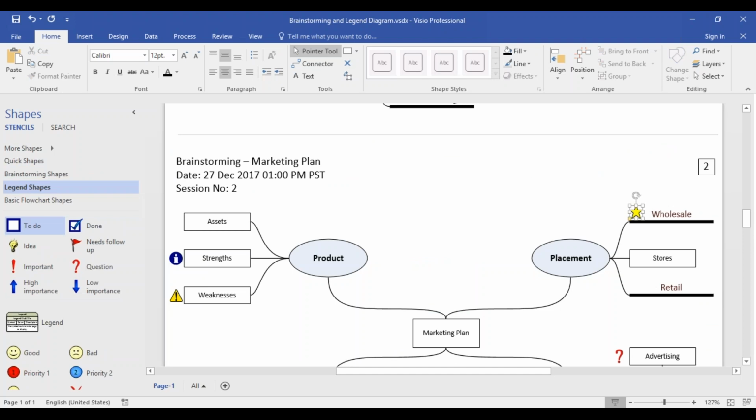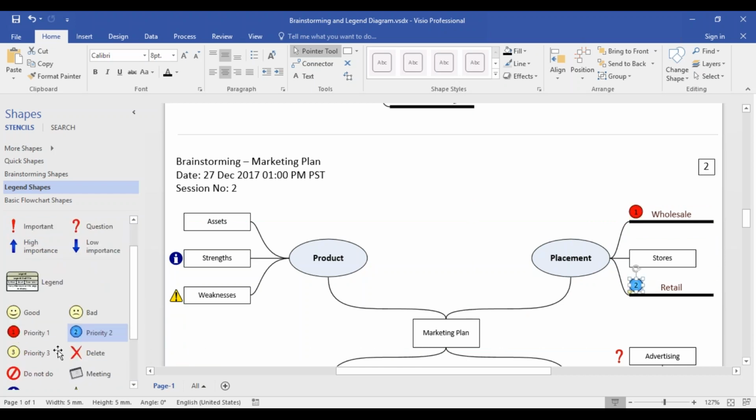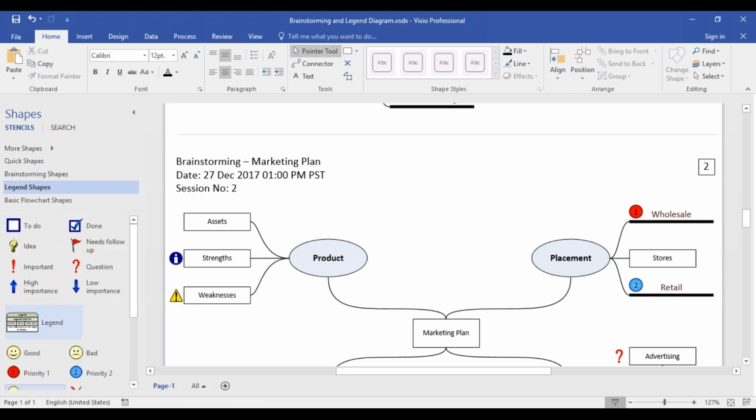Store placement. You decided to go with both the methods, but first priority is wholesale. Second priority is retail. Don't think there are only 1, 2 and 3 priorities. You can have n number of priorities. If you want, you can double click and make this 50. It should still work. This is the 50th priority. So you can have n number of priorities using the shapes defined here.